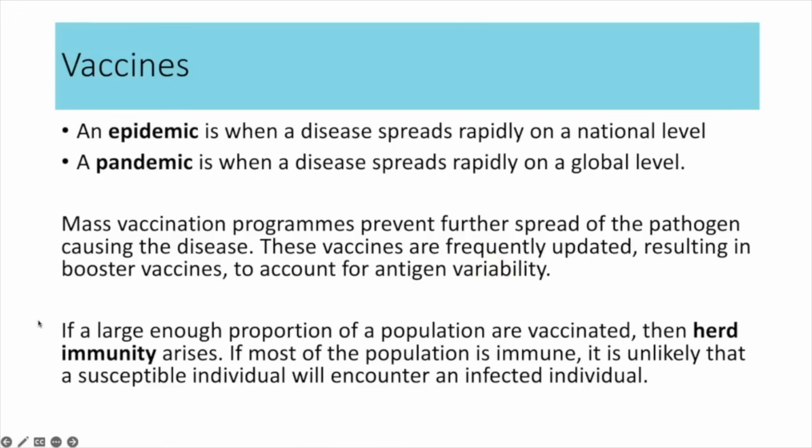And the idea behind vaccines is, yes, it protects you as an individual, but also if a large enough proportion of the population are vaccinated, it helps to prevent the spread of the pathogen. And this is what we call herd immunity. So if most of the population are vaccinated and therefore immune, it reduces the spread of that pathogen, and it means that people that are too vulnerable to have the vaccine are therefore still going to be protected because enough of the population are immune to prevent the spread of that pathogen.